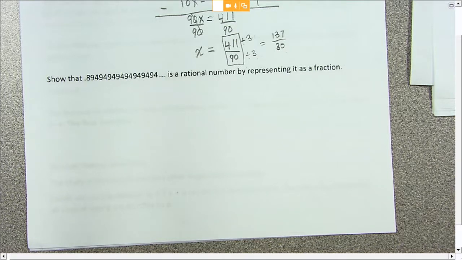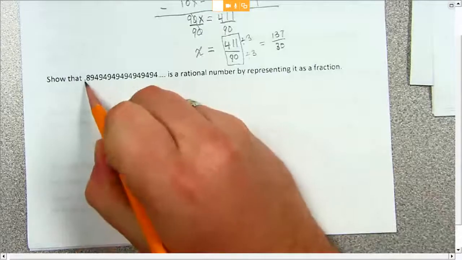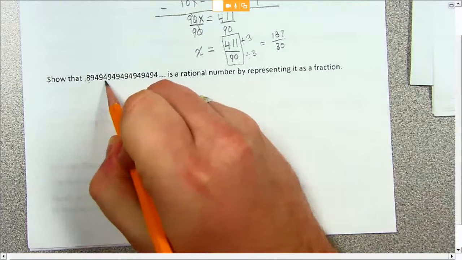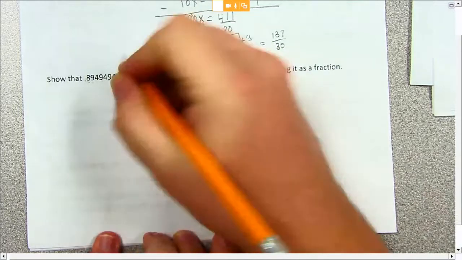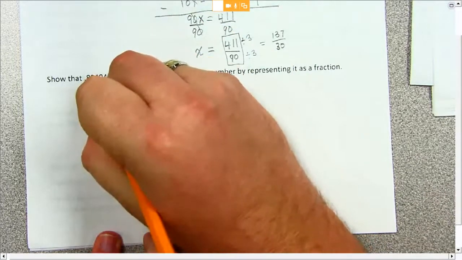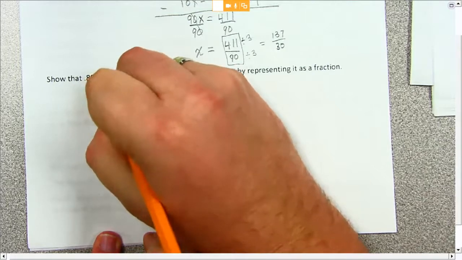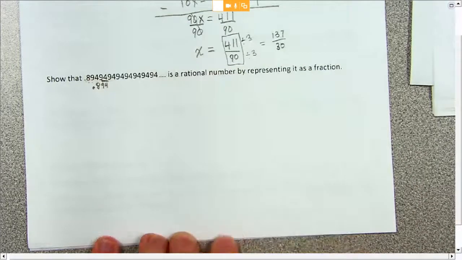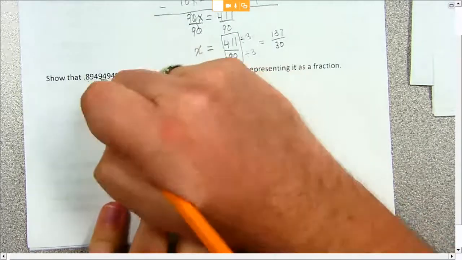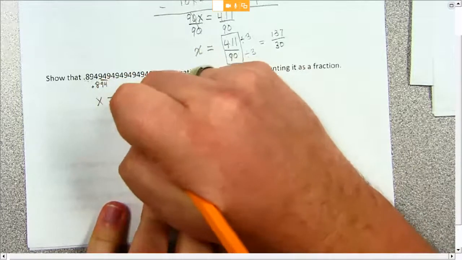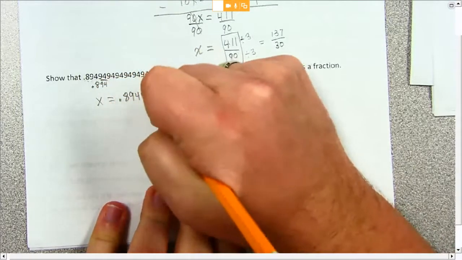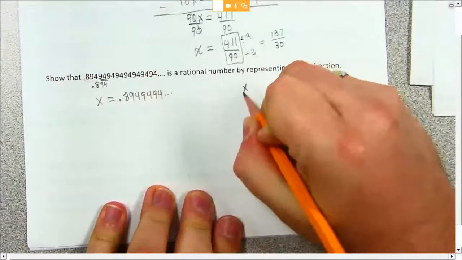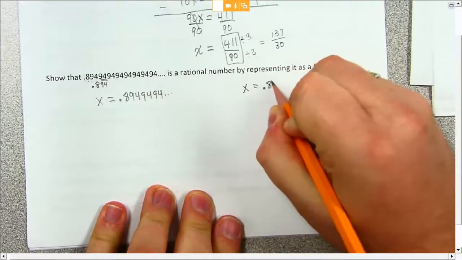This one is a little bit like that. Okay, this next one. Notice here that I have 0.8949494, right? So I could rewrite this as 0.8 and then 94 with a line over it. 94 is the repetend, so there are 2 digits in this one. The first thing I'm going to do is write x is equal to 0.8949494. I'm going to write it 2 times because I'm going to use it 2 times.